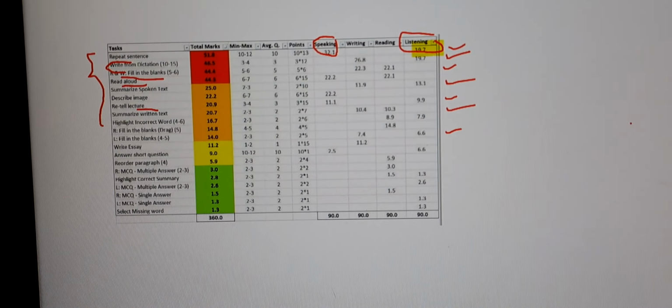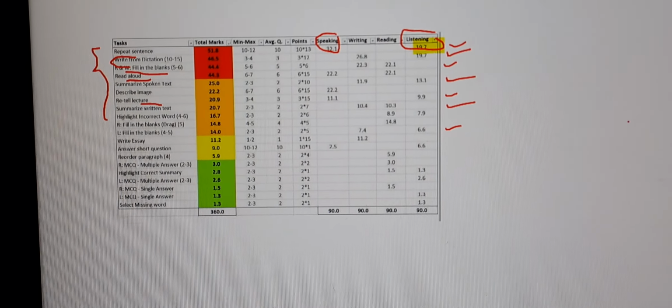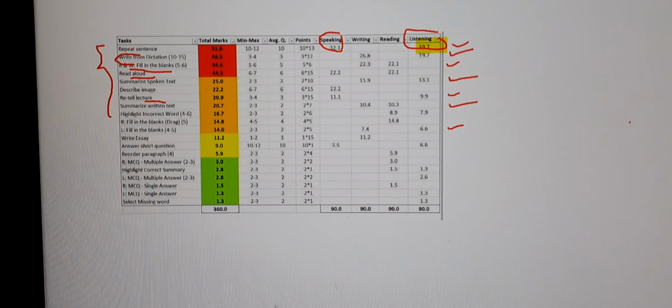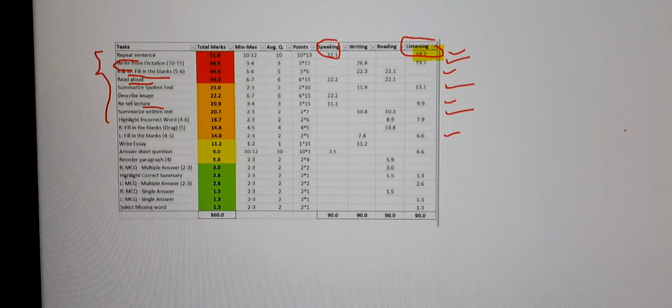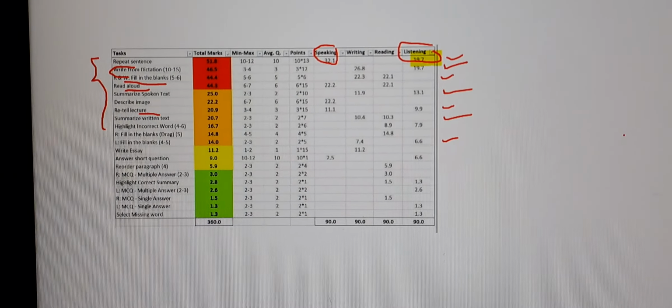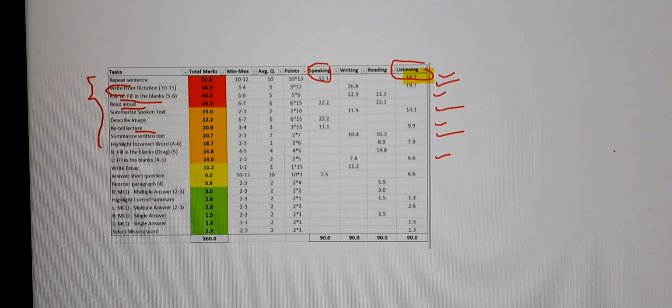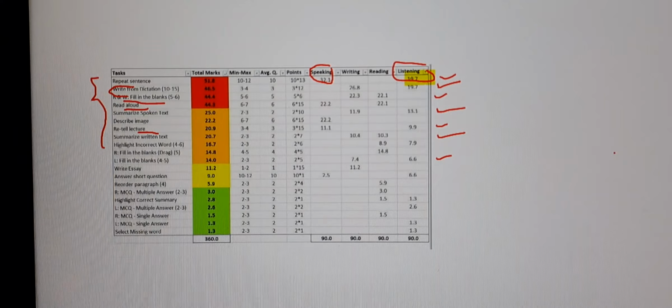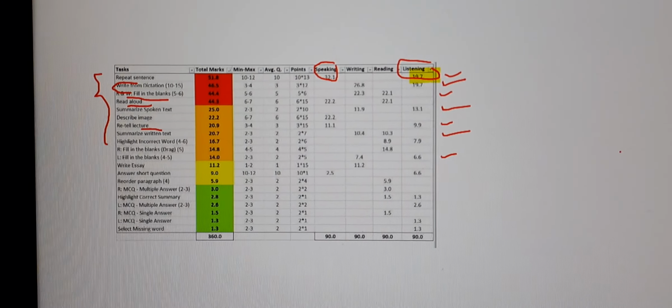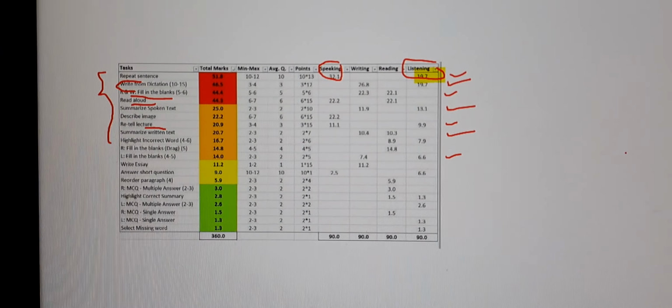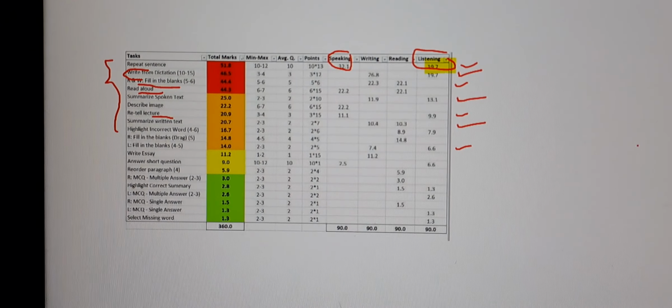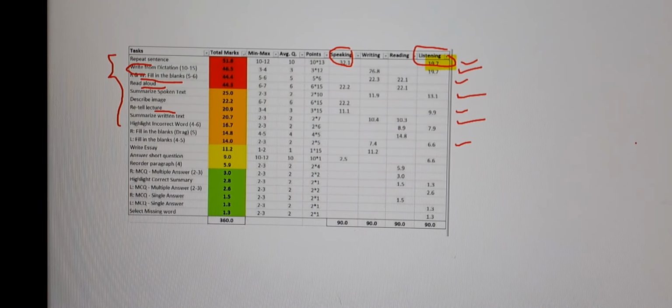To get more marks in those sections, for example, if you think you got better marks in writing and reading and you didn't get good marks in speaking and listening, you need to concentrate on all the sections which I have highlighted over here: repeat sentence, retell lecture, or summarize spoken text, and you need to work on those to get more marks in speaking and listening.